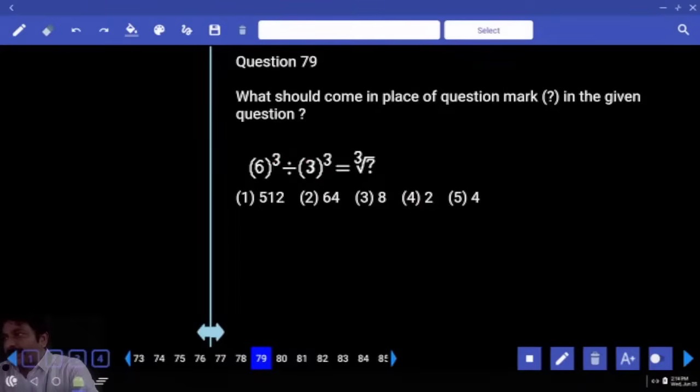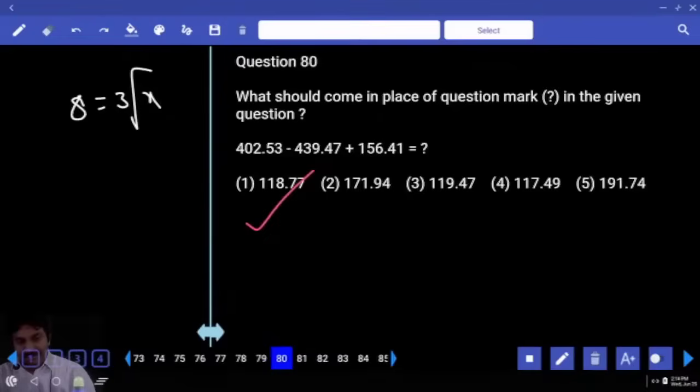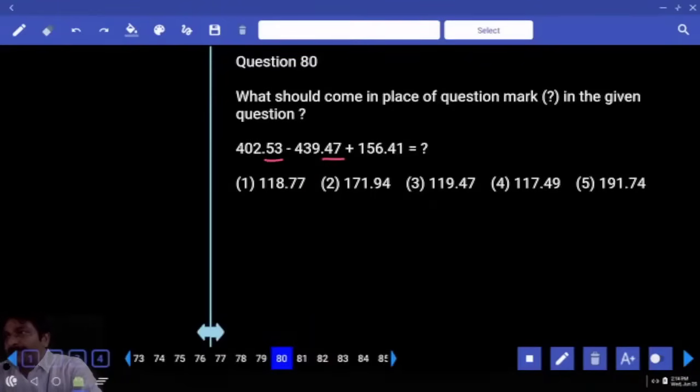6 cube divided by 3 cube, 2 cube. 8 is equal to cube root of x, x is equal to 8 cube, 512. Same model repeated 2 times. 0.47 subtracted from 0.53. 0.06 added to 0.41. 0.47 only 1.